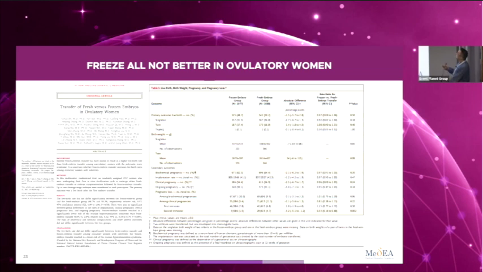And note that again, freeze-all is not better. They can only show it is not better in ovulatory women. So again, from the same group, they managed to publish in NEJM again because of the large numbers they have. They've now segregated out women without PCOS and women who are ovulatory, and what they notice is that the freeze-all strategy is again not so ideal in this cohort.